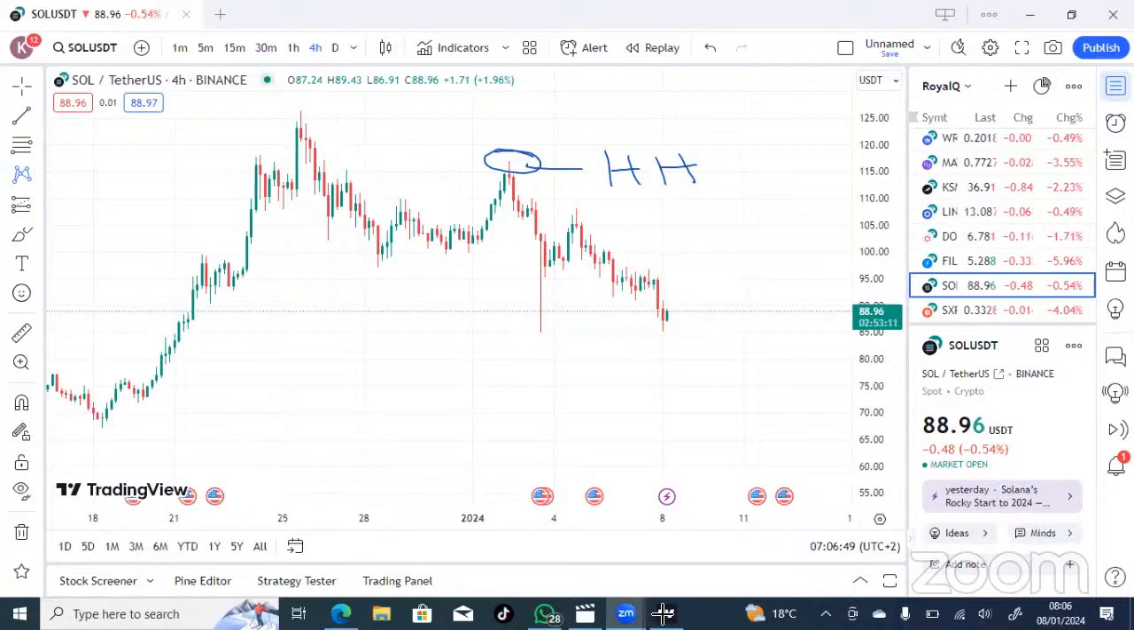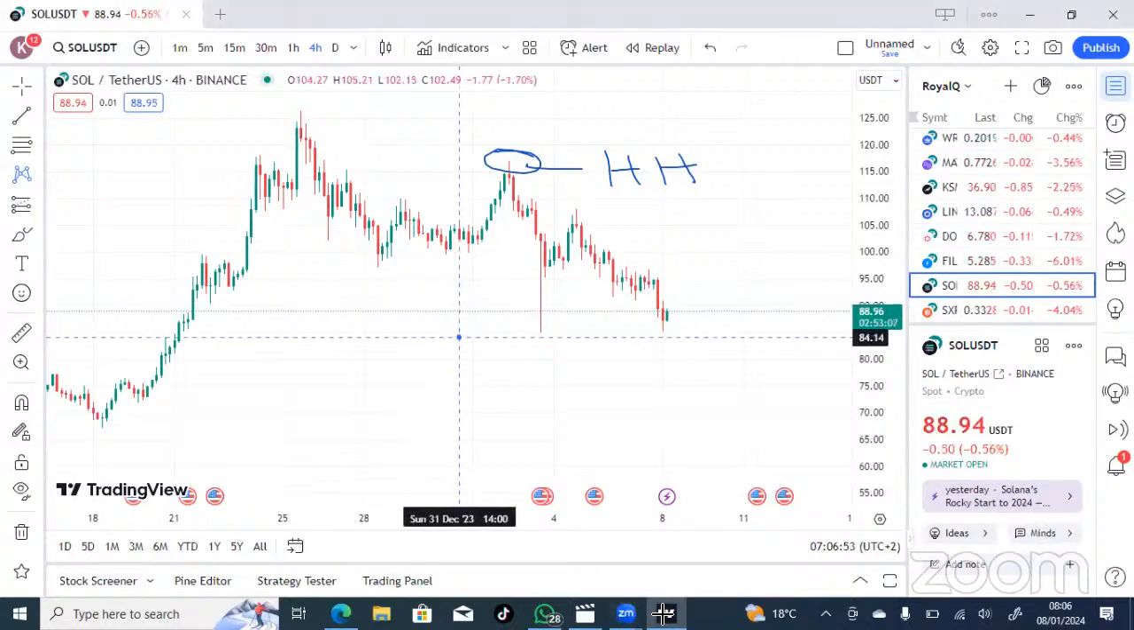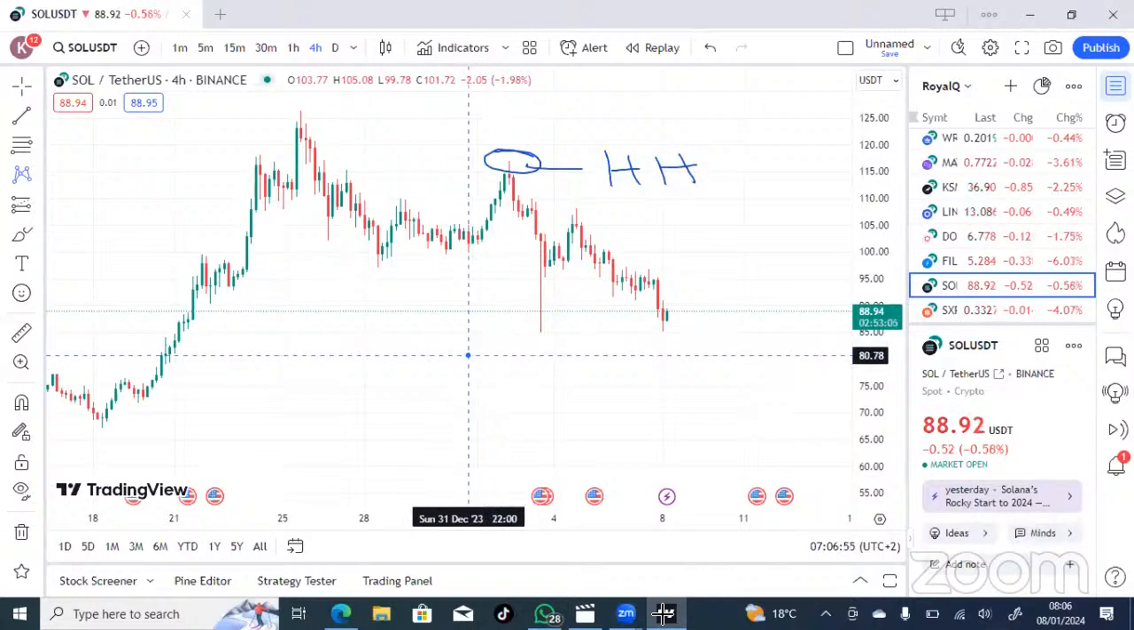Okay, good. So this is the higher high. Then it came down.